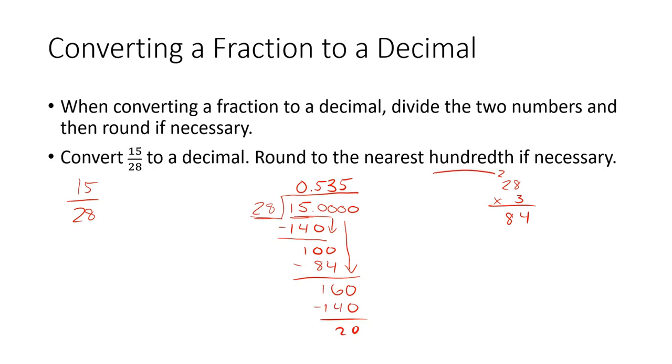Now we want to round to the nearest hundredth. The nearest hundredth is the second decimal place. And so we only need to go to 3 decimal places here. Because this third decimal place is 5 or greater, we round up. And so 15 over 28 is approximately equal to 0.54.